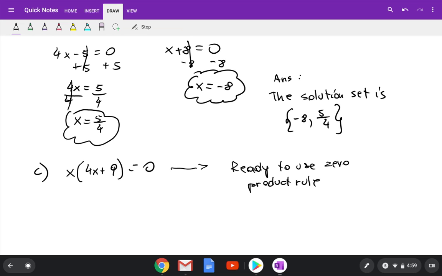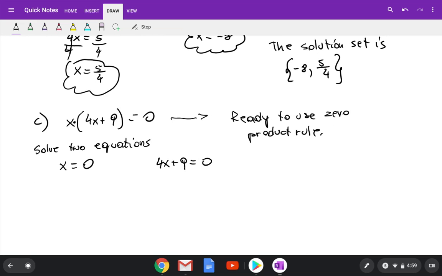Since we have a multiplication right here. All the time when you have a product and 0 on the right side, we're good to go. You're solving two equations. Since the product is equal to 0, that means x has to be 0, or 4x plus 9 has to be equal to 0. One of them has to be equal to 0, or maybe both. That's why we're solving two equations.